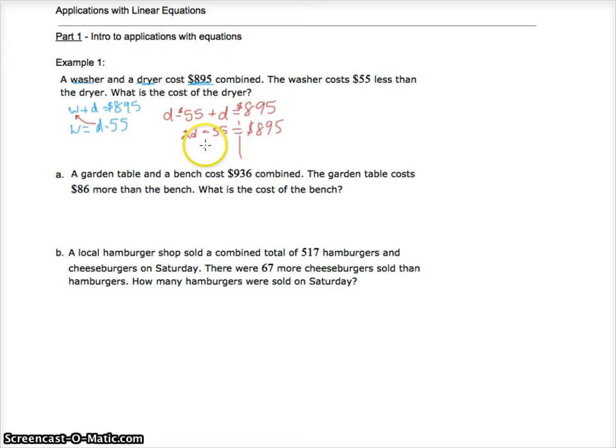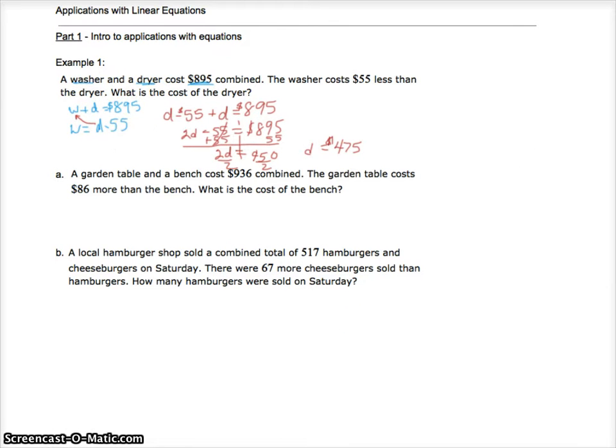Now I'm just going to solve this two-step equation. I'm going to add 55 to both sides. 2D equals 950. Divide by 2. So the price of the dryer is $475. So make sure we just set up our equation using the information we have, and then it all works out.